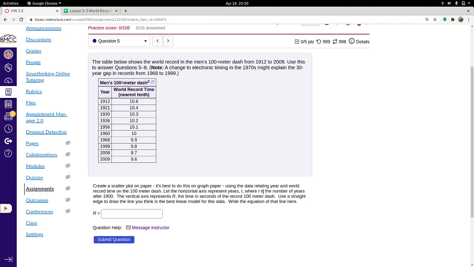What's the problem say here? Let's read it. Okay, so the table below shows the world record for men's 100-meter dash from 1912 to 2009. Use this to answer the next few questions. Oh, there's a change in electronic timing in the 1970s. There's a gap we got there, okay. And then create a scatter plot on paper. Yeah, we got a scatter plot. Let the horizontal axis be years t, where t is the number of years after 1990. Oh, okay. So we gotta fix that.